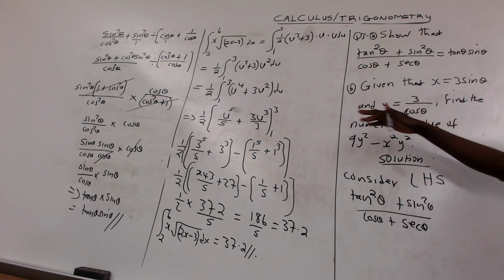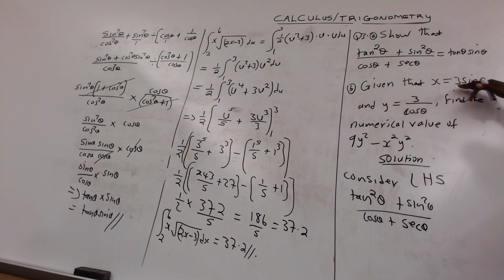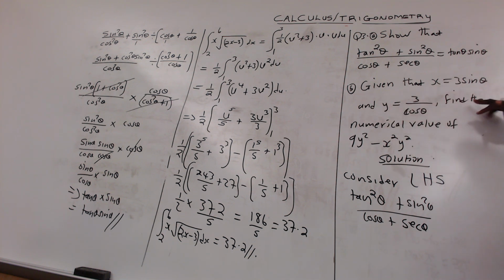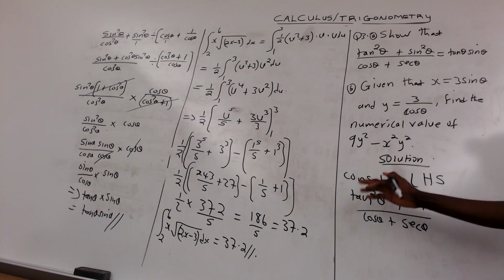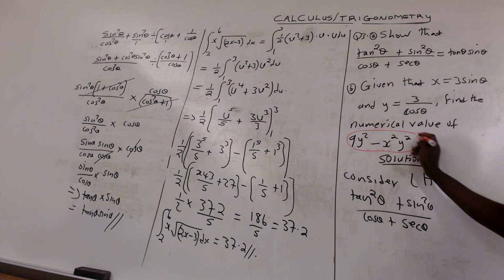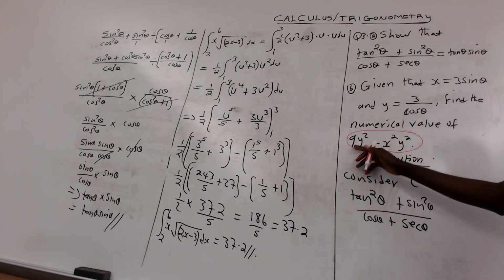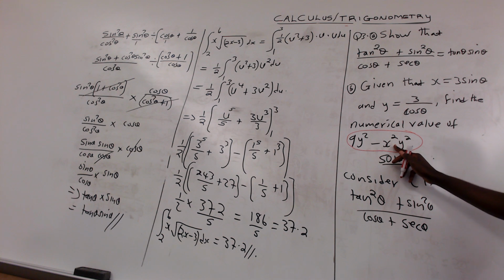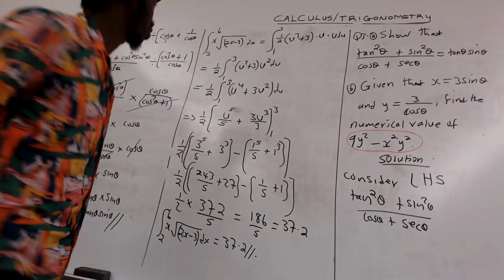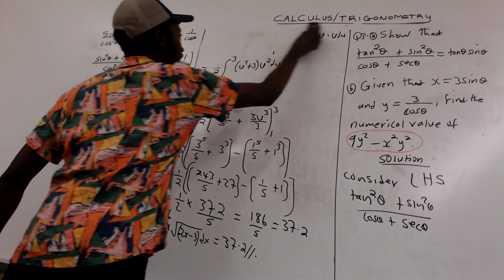So the B part: we are given that x equals 3 sin theta and y equals 3 all over cos theta. Find the numerical value of 9y squared minus x squared y squared. So we are required to find the numerical value of this. What is the value of this when we play with these two, x and y? This is simple and straightforward. So if that is simple and straightforward, let's clear this.